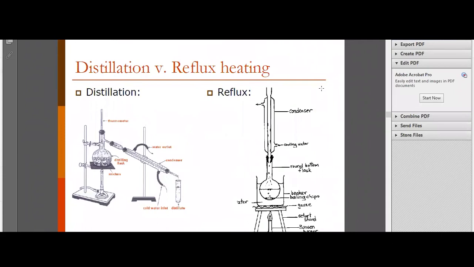Okay, distillation requires gentle heat. Okay, let me zoom this.